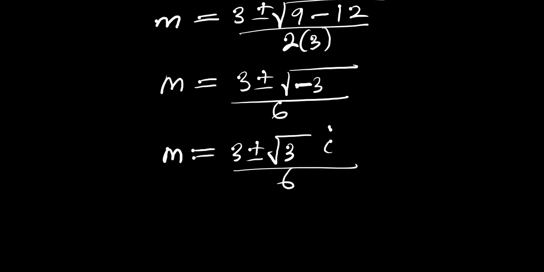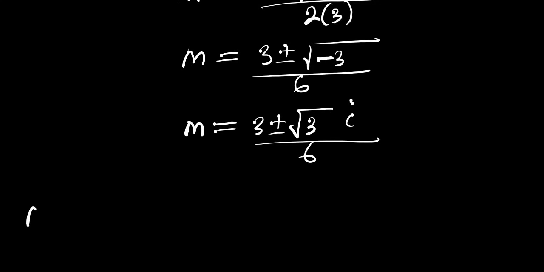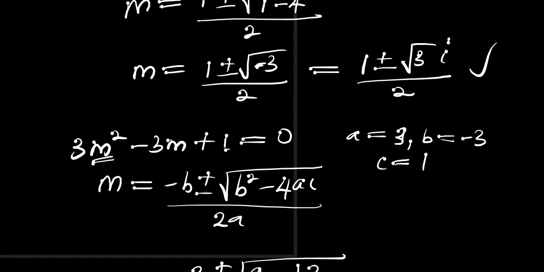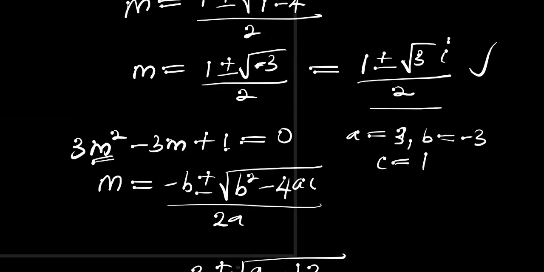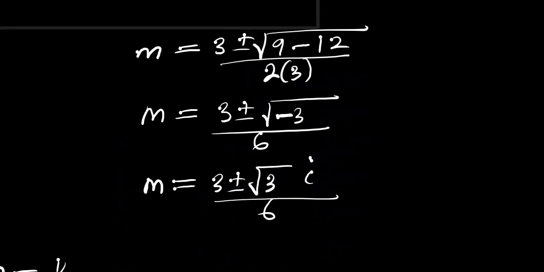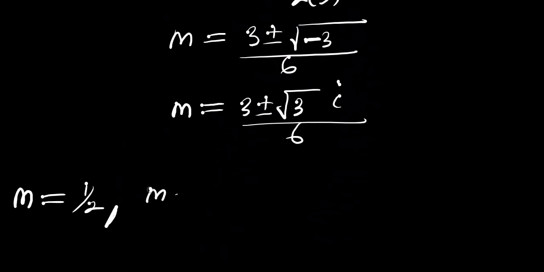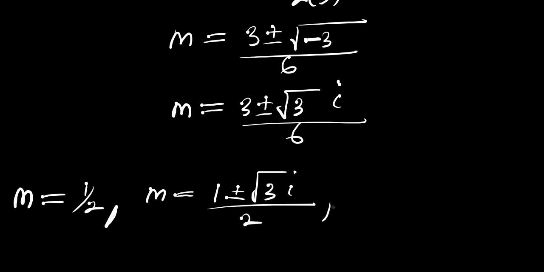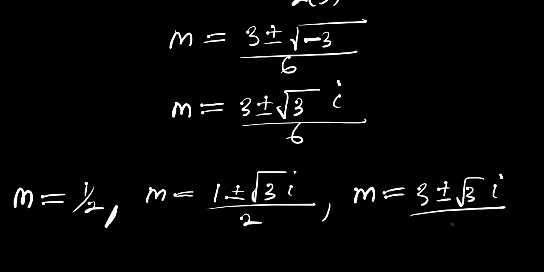So in total, we are having 5 solutions. We have m equals 1 over 2 for the first one. Then this one here, 2 solutions: m equals 1 plus or minus root of 3 times i, divided by 2. And finally, we have this other one here, m equals 3 plus or minus root of 3 times i, divided by 6. Now we are having 5 solutions in total.